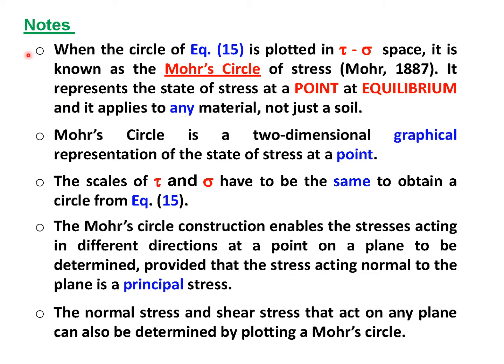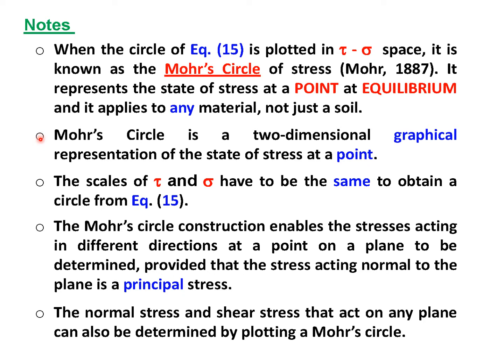Well, there are some important points. When the circle of equation 15 is plotted in tau sigma space, it is known as the Mohr circle of stress. I'm sure you are familiar with the Mohr circle. It represents the state of stress at a point at equilibrium, and it applies to any material, not just soil. So that's why you would find the Mohr circle's application even in structural analysis, structural mechanics.